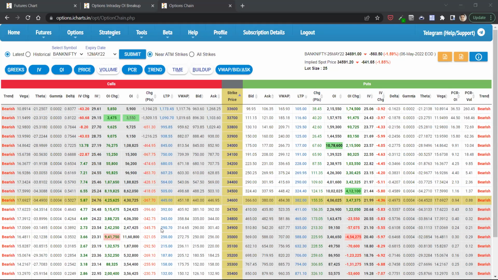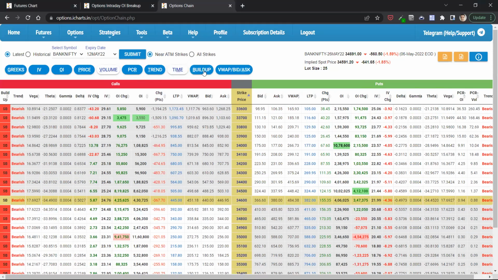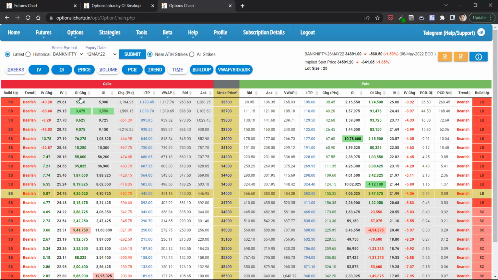And at the same time, on the put side, if you see, the price change is basically negative, but why? Just a minute. Let me enable this so it will be much clearer. And let me just turn this off for a while.